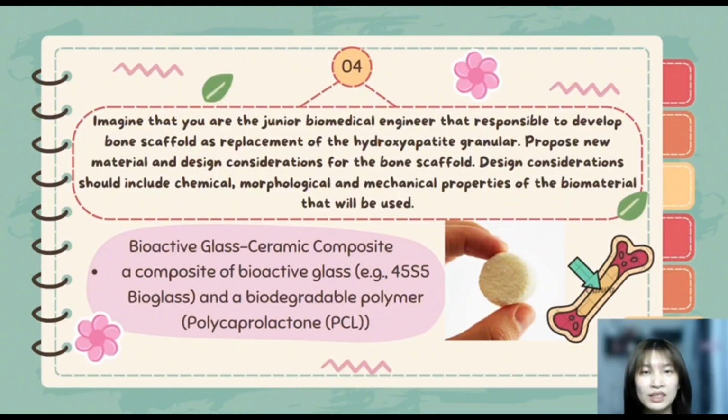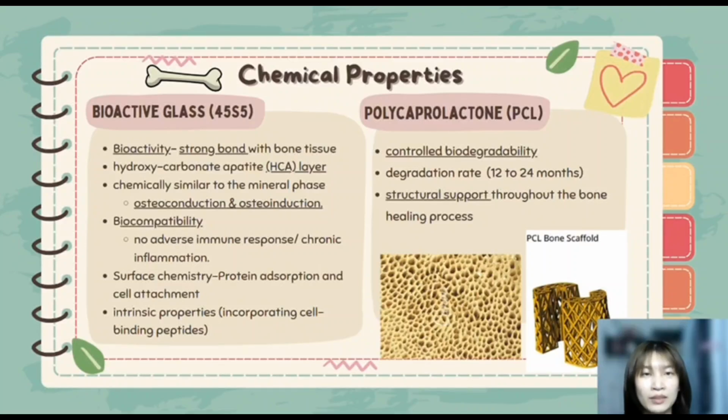As a junior biomedical engineer, I will propose a new material, a bioactive glass ceramic composite, using a composite of bioactive glass, for example 45S5 Bioglass, and a biodegradable polymer, polycaprolactone, PCL. One of the key chemical properties is the bioactivity of the bone scaffold material. Bioactive glass is known for its ability to form a strong bond with bone tissue. It forms a hydroxycarbonate apatite (HCA) layer on its surface, which is chemically very similar to the mineral base of natural bone, to promote osteoconduction and osteoinduction.